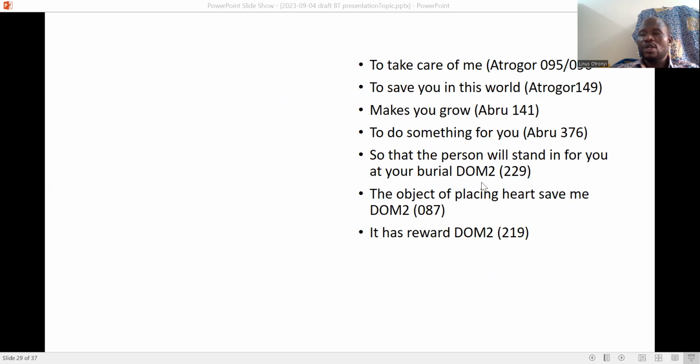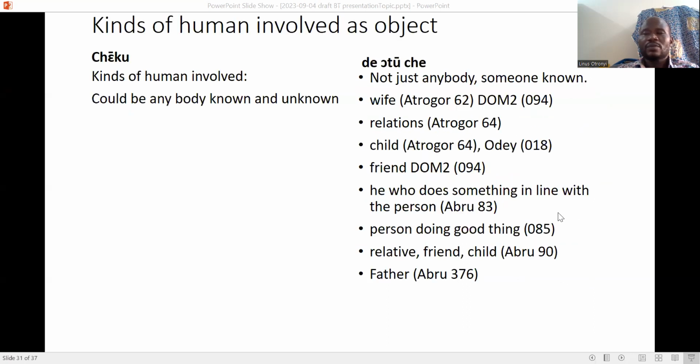These are some of the words that people interviewed said in reference to these variables. The kind of human being involved as object, for Cheku, could be anybody known or unknown to you. But Dotuche, not just anybody. Someone you know, could be a wife, your relation, a child, a friend, or your father.